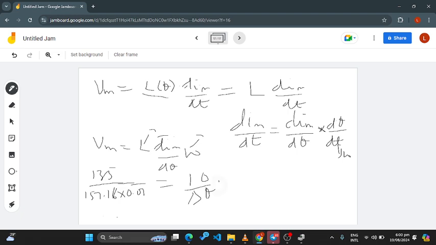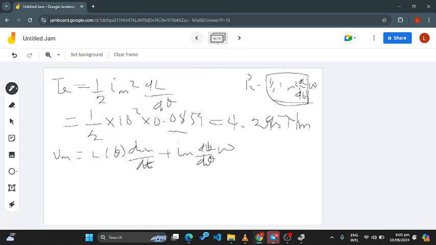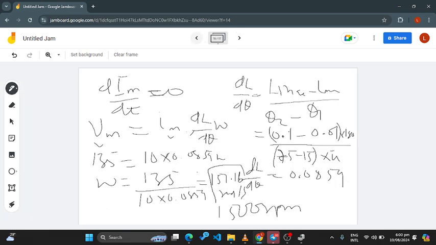So if you do this, the change in theta should be equal to 0.116 rad. If you want to get it in degrees, we multiply this by 180 on pi. So this should be equal to 6.67 degrees.